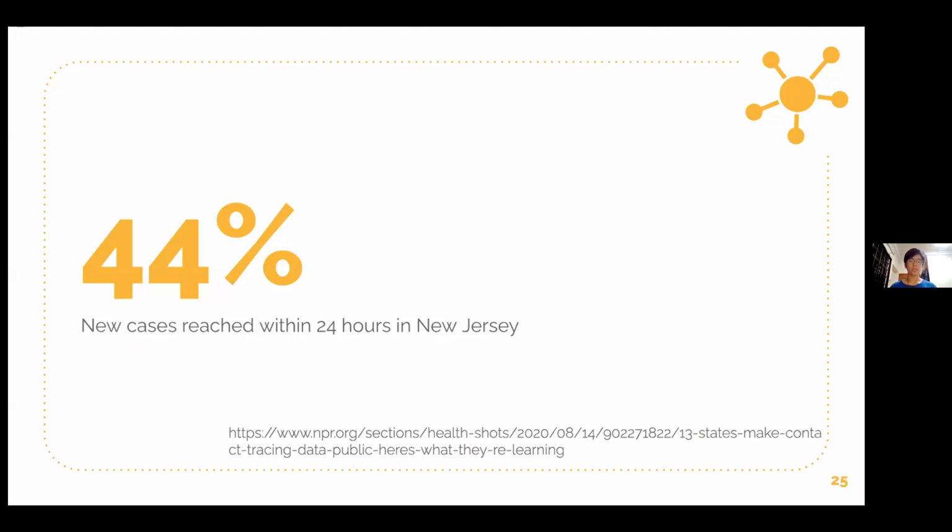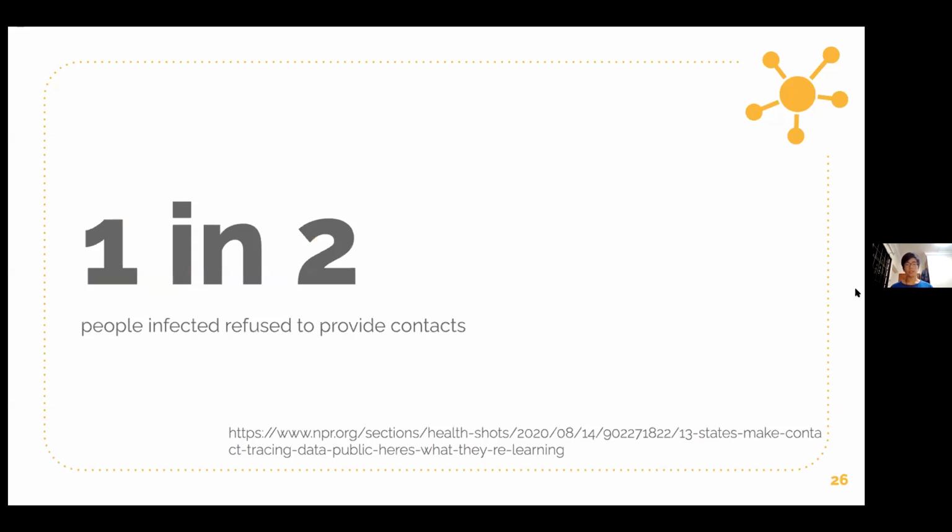What's worse, within these new cases reached, next slide please, 1 in 2 people who are infected refuse to provide contacts. This might be because they want to maintain their privacy. This might be because there was an earlier story reported that some people actually went to places like strip clubs and were ashamed to tell the contact tracer about all this. This again compounds the problem that the contact tracers are not working with enough information. They are not able to effectively perform their jobs.